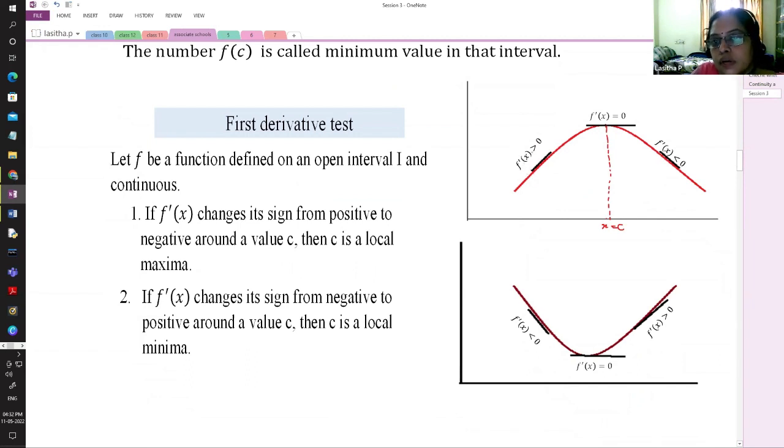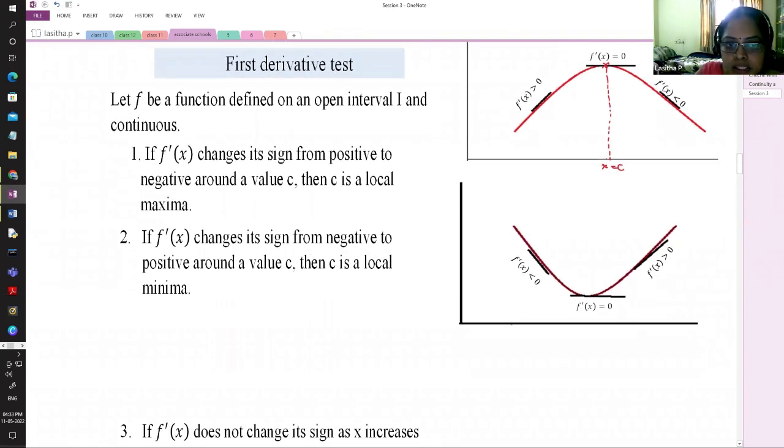The first derivative will be positive here, and as it passes over this particular height and crosses to the other side, it will become negative. We saw that in certain graphs yesterday. We can show it diagrammatically or through the graph and help them understand how the slope is changing here. At this particular point, it will be 0. So that is the first derivative test: if f dash x changes its sign from positive to negative around the value C, then C will be a local maxima.